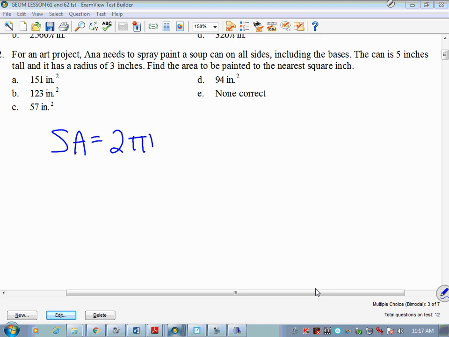2 pi r h plus 2 pi r squared. Okay. So once I have my formula, all I have to do with the information is plug in and make sure that I have everything that I need. So I know that I'm going to have my 2. They are actually going to include pi in this, so we'll include pi.